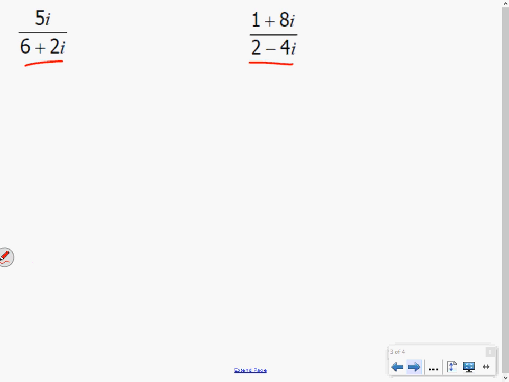I can't just multiply the numerator and denominator by i. I have to multiply the denominator by something that's going to make the denominator turn into a real number. Now, at the beginning of the video, we said complex conjugates, when multiplied together, turn into real numbers. So I'm going to multiply the denominator by its complex conjugate, 6 minus 2i, and multiply the numerator by the same thing. So now you can see this division problem is really just a lot of multiplication and simplifying. The numerator and the denominator are going to need multiplied together here.